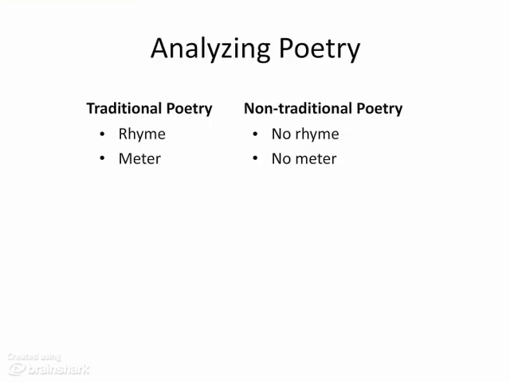One of the first things you can do while analyzing a poem is decide whether the poem is traditional or non-traditional. Traditional poetry has rhyme and meter. We'll get to meter in another class. Non-traditional poetry has no rhyme and no meter. But what is rhyme?